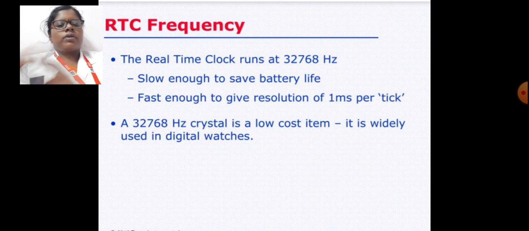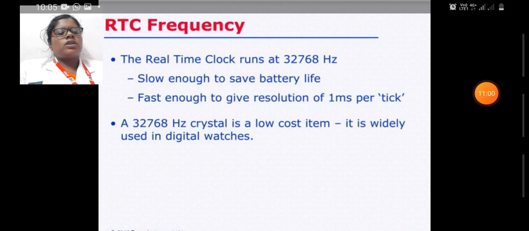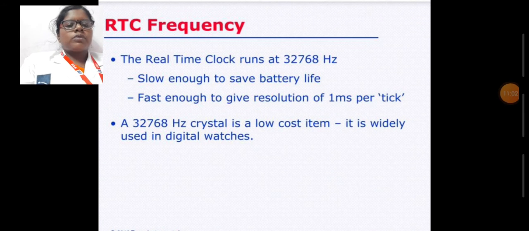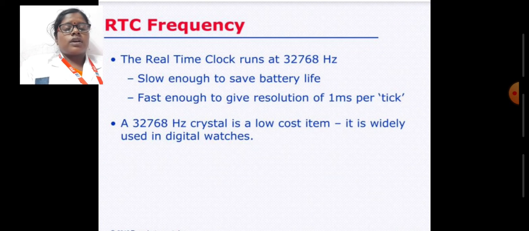The RTC frequency may differ for each and every application. The real-time clock runs at 32,768 Hz, which is slow enough to save the battery life and fast enough to give the resolution of 1 millisecond per tick. A 32768 Hertz crystal is a low cost item. It is widely used in digital watches.